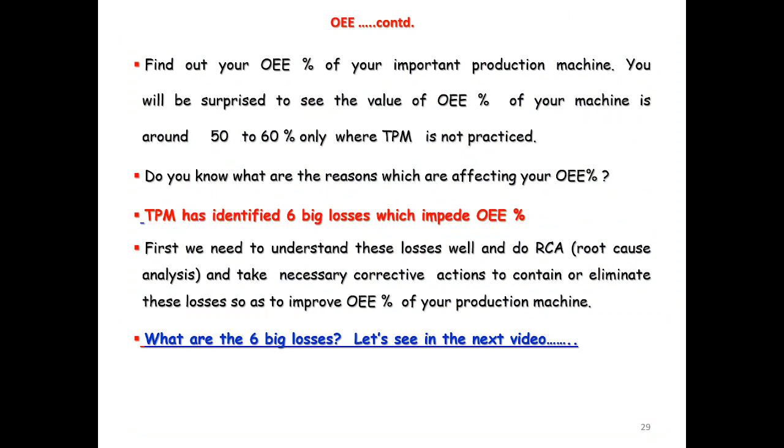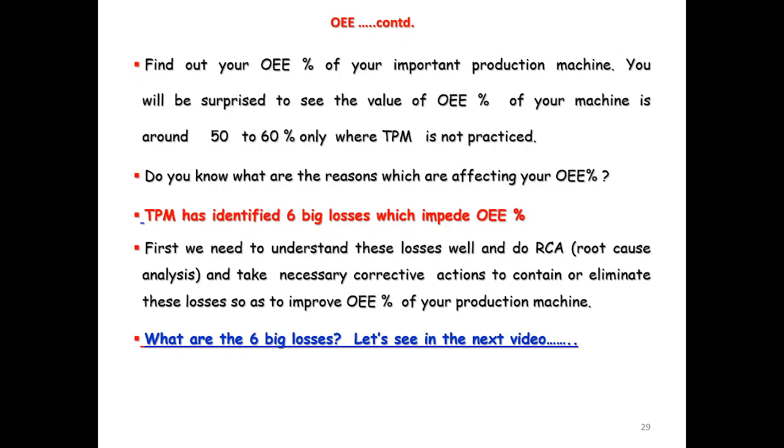Now let's see a scenario where TPM is not practiced in a company. If you calculate OEE of one of the main production line machines in this company, you will be surprised to know the result. It will be around 50 to 70% only. That much scope is there for improving the OEE of the production equipment in this company.